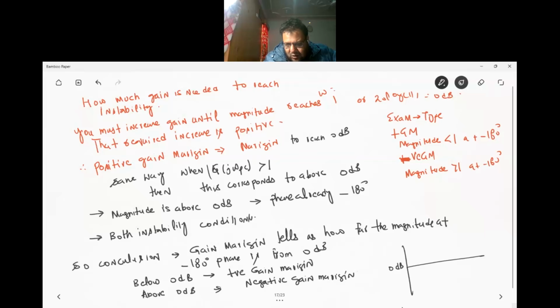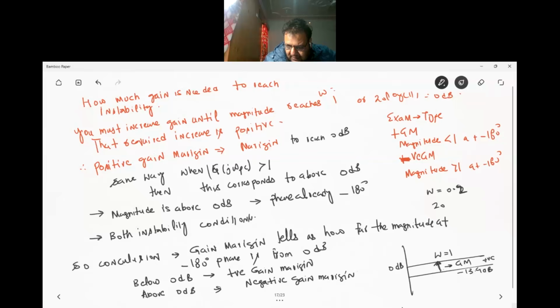If this is your 0 dB, and you have to reach this 0 dB, and the value of omega is, let's say, 0.2, so if you just put 20 log 0.2, the value would be minus 13.9 dB. Now the margin from minus 13.9 to reach omega equal to 1, this margin is called the gain margin.